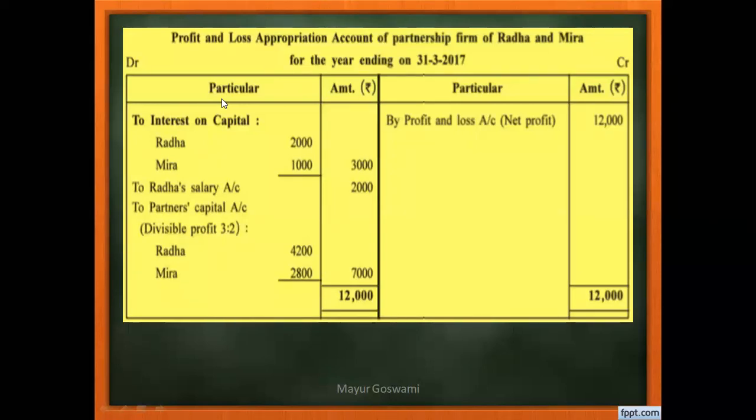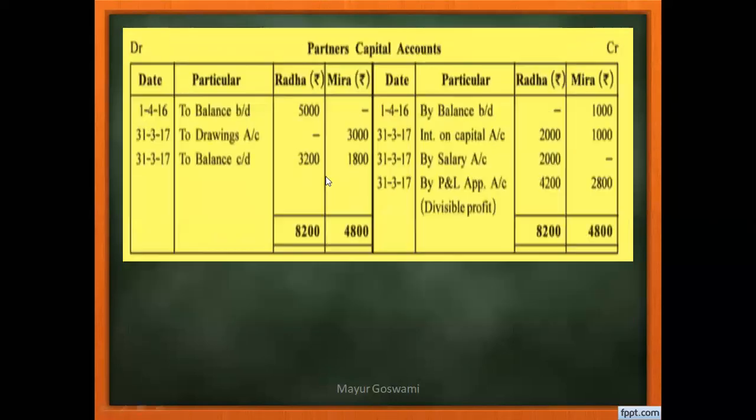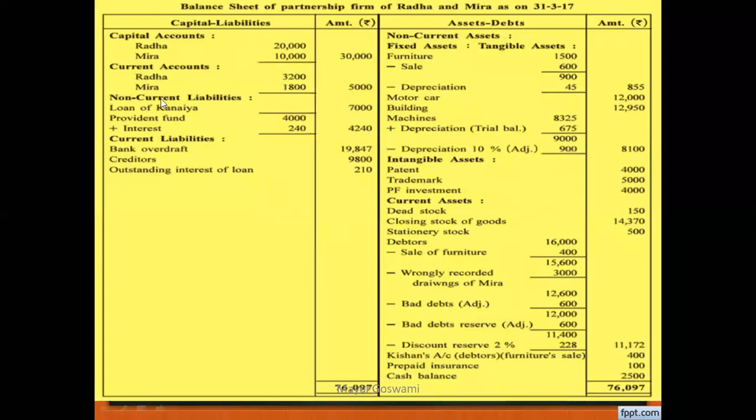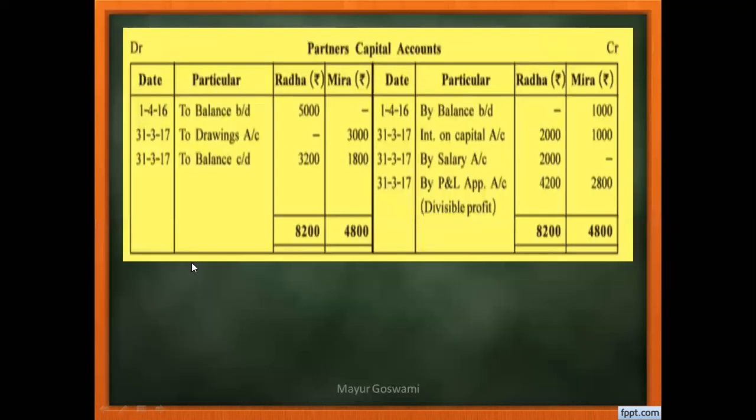So come to the balance sheet liability side. Write down capital of Radha in the inner column 20,000 and of Meera in the inner column 10,000. Total in the outer column rupees 30,000. Next, current account balance is given. Come to the current account.